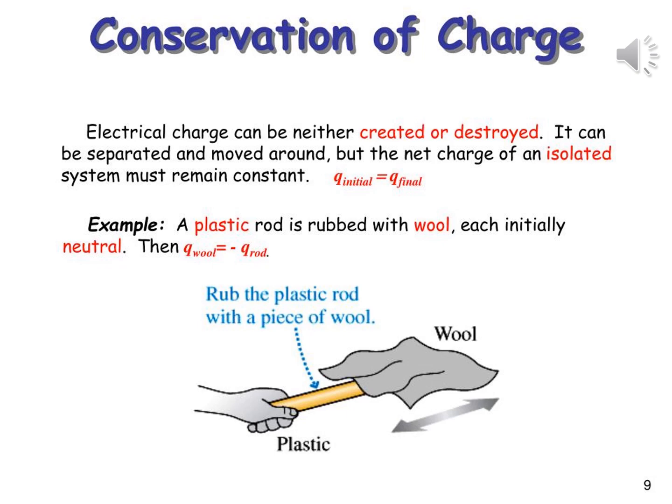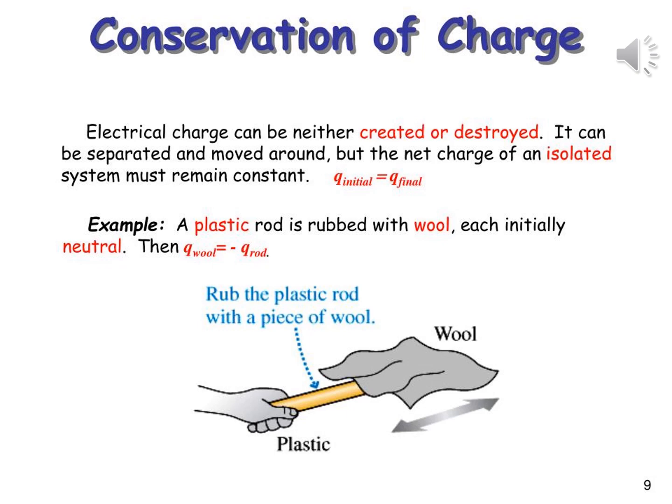Another important concept is conservation of charge. Electrical charge can be neither created nor destroyed. It can be separated and moved around, but the net charge of an isolated system must remain constant. Charge initial is equal to charge final. For example, a plastic rod is rubbed with wool, each initially neutral. Then the charge of the wool is equal to the negative of the charge of the rod.